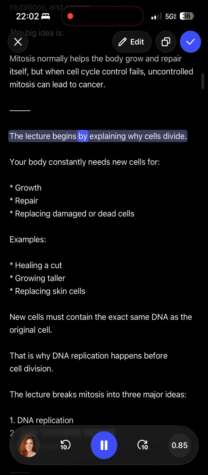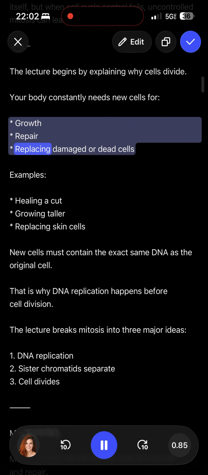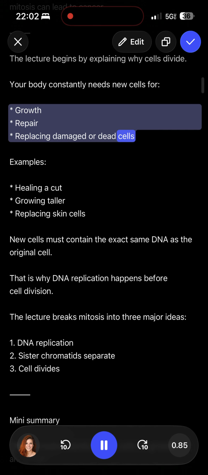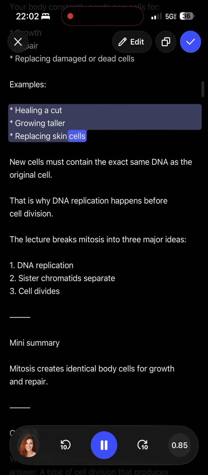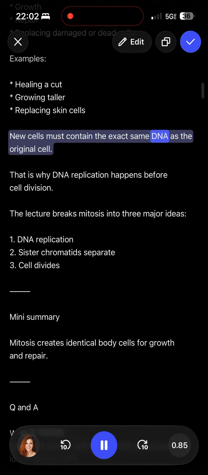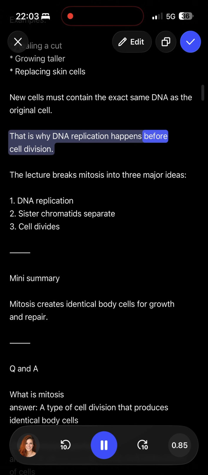The lecture begins by explaining why cells divide. Your body constantly needs new cells for growth, repair, replacing damaged or dead cells. Examples: healing a cut, growing taller, replacing skin cells. New cells must contain the exact same DNA as the original cell. That is why DNA replication happens before cell division.